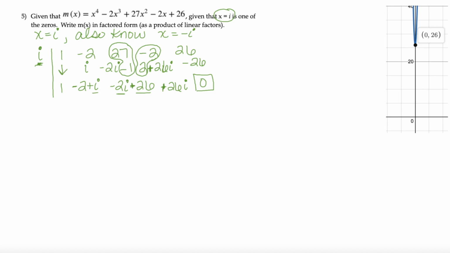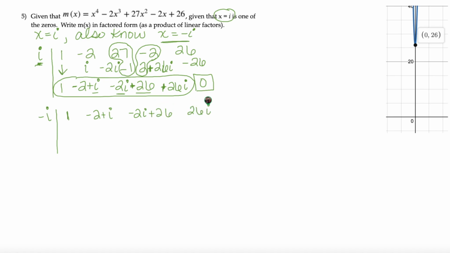I'm now going to use our reduced polynomial here. That kind of looks a little weird with all of those i's, but it'll clear itself up once we divide out the negative i from the reduced polynomial. So I have 1, negative 2 plus i, negative 2i plus 26, and 26i. Always bring down the first. So 1 times negative i is negative i. When I combine like terms, all I'm left with is negative 2.